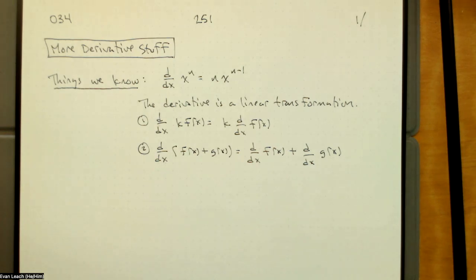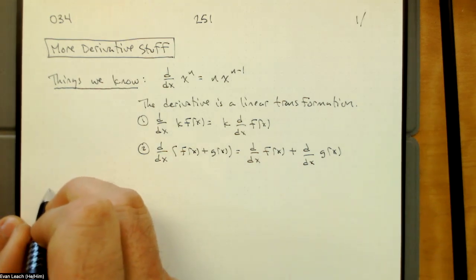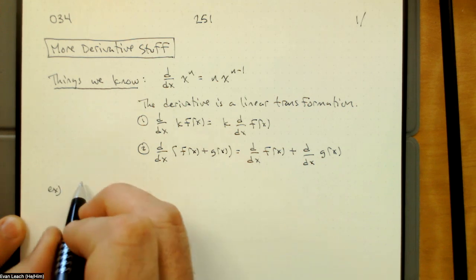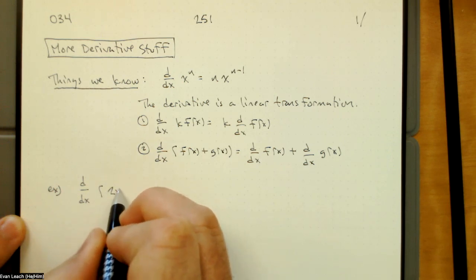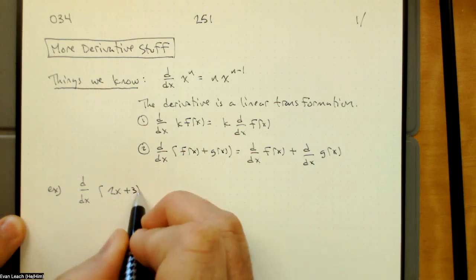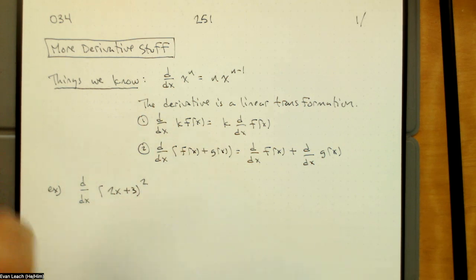So we can get a lot of mileage out of this, knowing that the derivative is a linear transformation. Knowing that the derivative respects scalar multiplication and vector addition, we get a lot of mileage out of it. This is what we were talking about when I said if we can write things as powers of x, then maybe we should write powers of x. So, for example, let's suppose I wanted to find the derivative of 2x plus 3 squared.